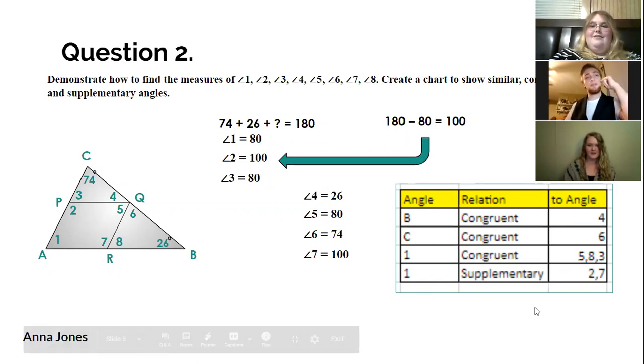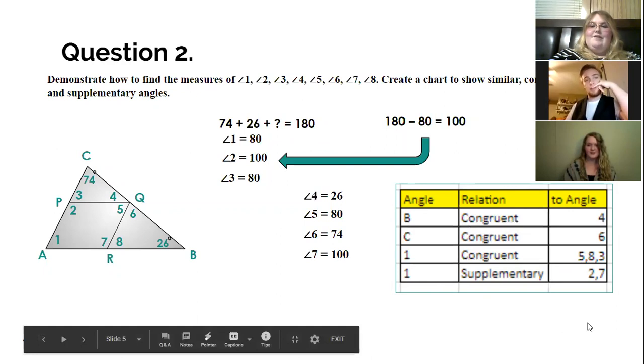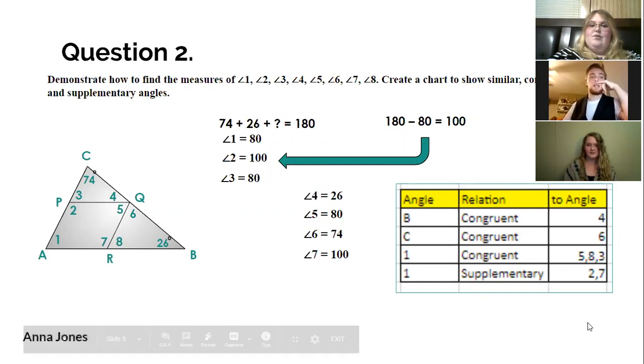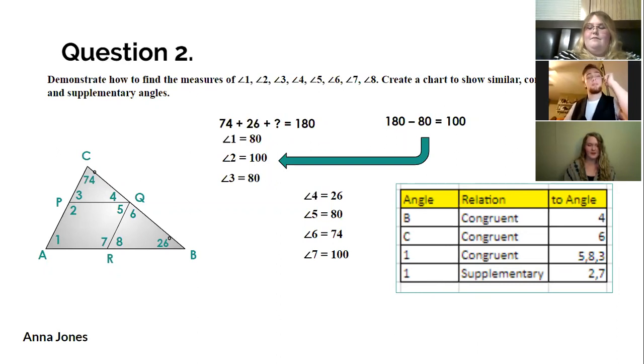So in this case, we're using 74 as the point C angle plus 26, which is the B angle, to help us find point A's angle. So we're adding them together to get 180, and then we're simply using subtraction after that, because triangles will equal 180.